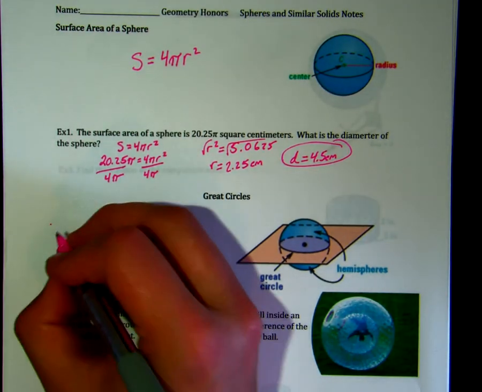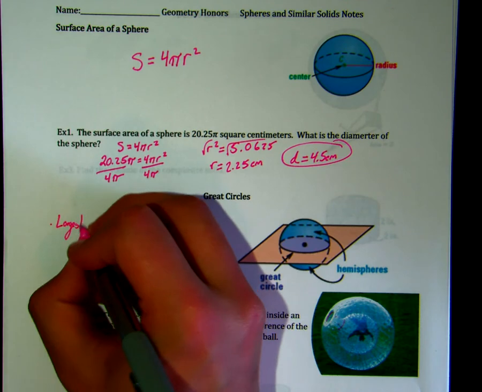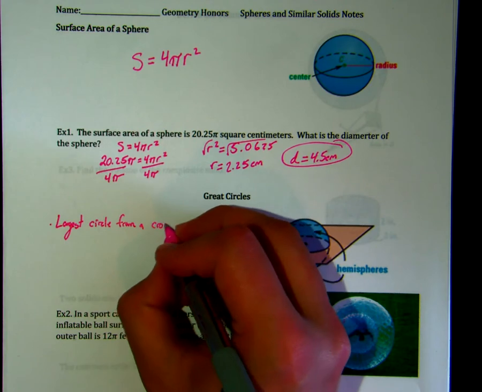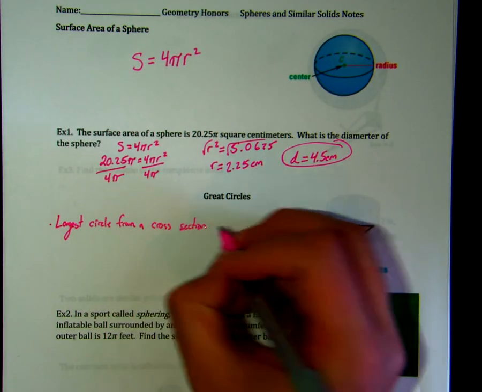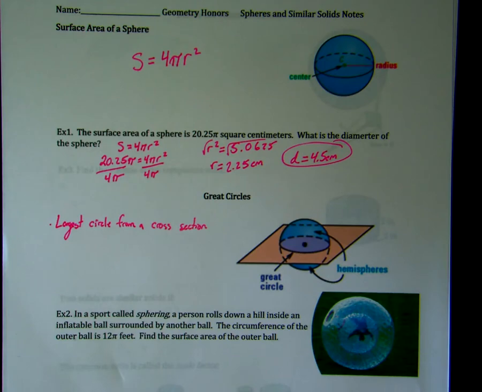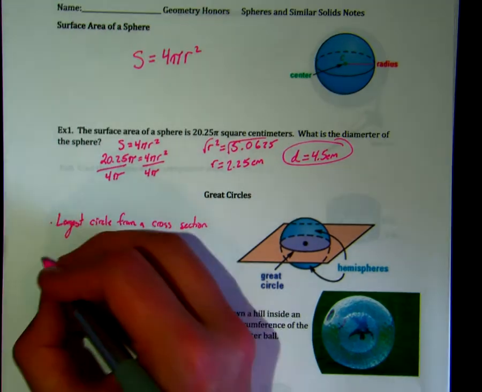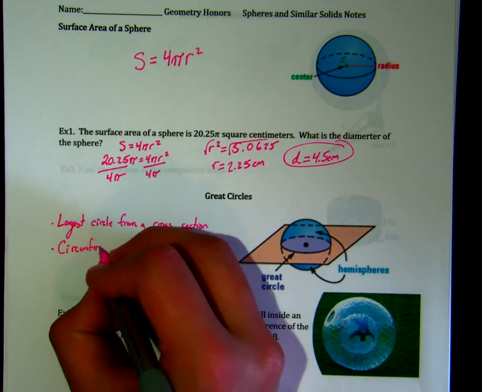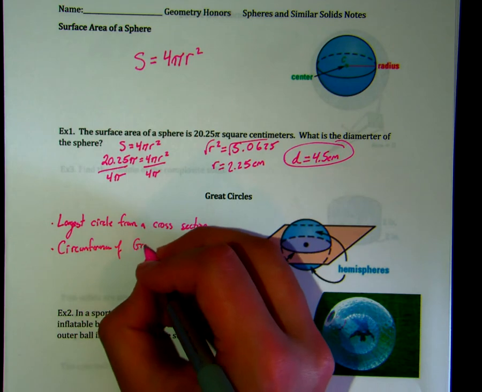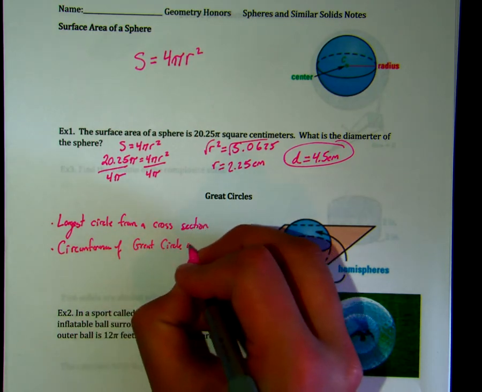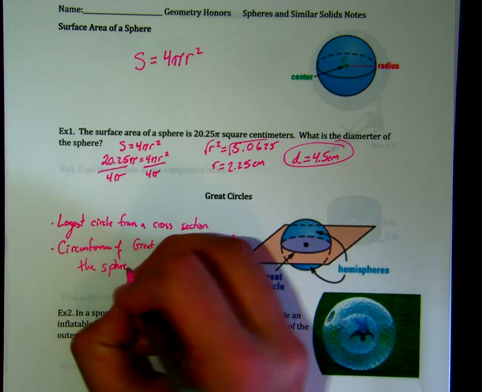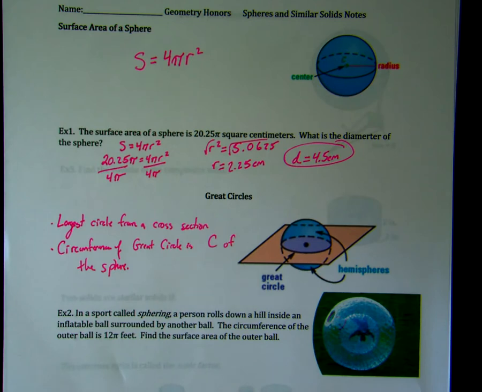The great circle is the largest circle from a cross-section. So it is basically the fattest part of the sphere for you to slice through. So it is the largest circle that's formed. All right, and the circumference of the great circle is the circumference of the sphere. So when we talk about the circumference of a sphere, you're talking about its circumference at its widest point.